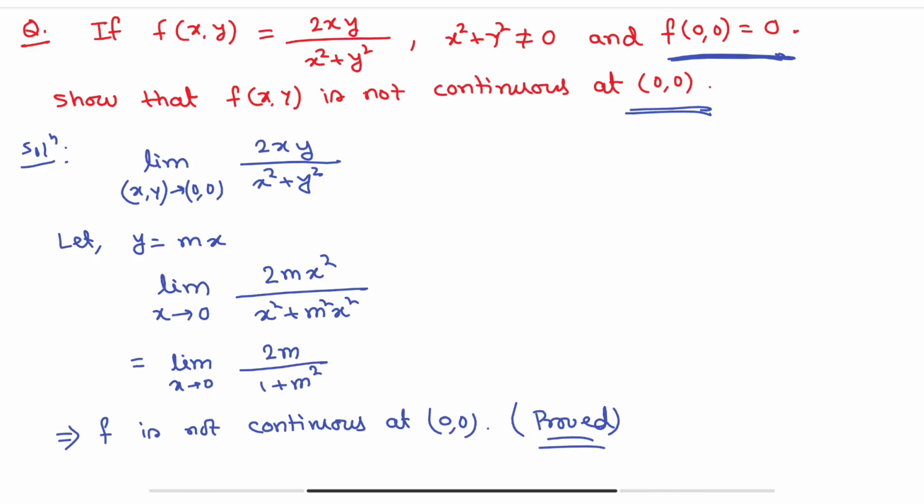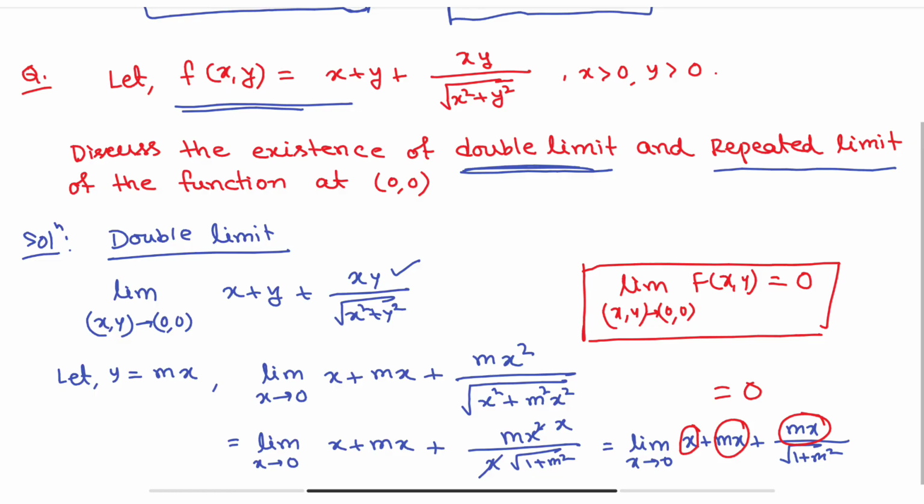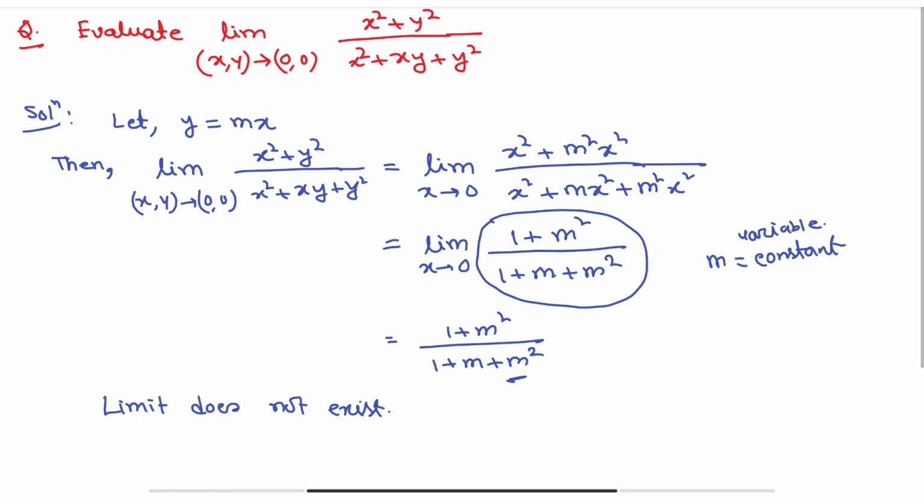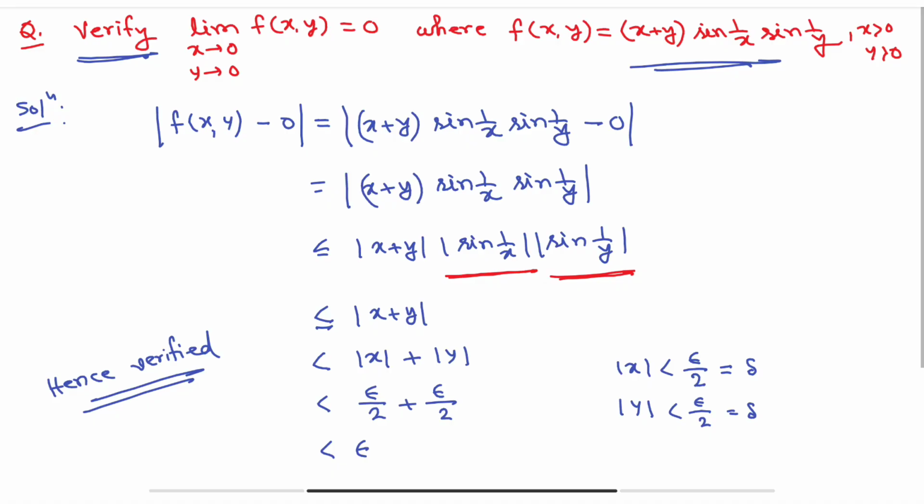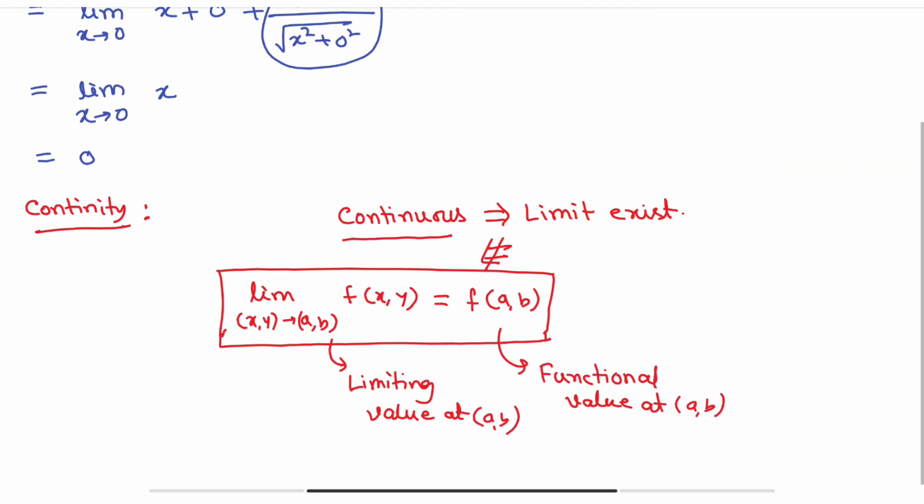So this is our today's topic, limit and continuity, all the concepts of limit and continuity. Limits are of two types, the double limit and the repeated limit. And let me tell you, the double limit is very, very important, not the repeated limit. Clear? So this is our today's topic.